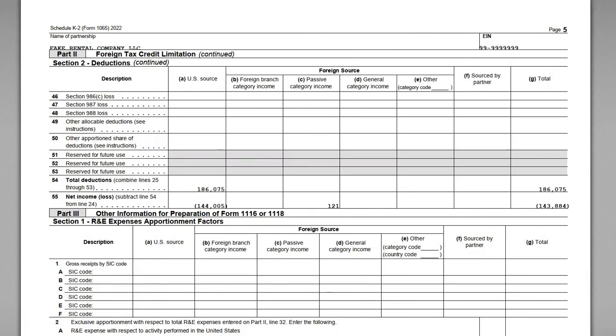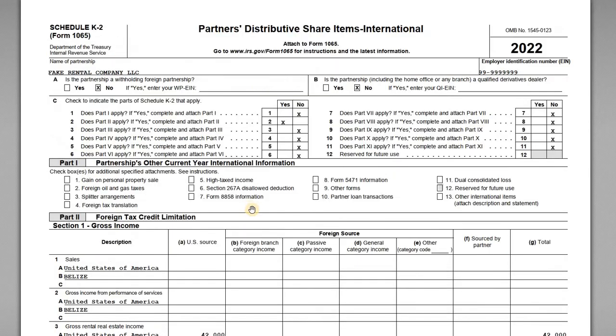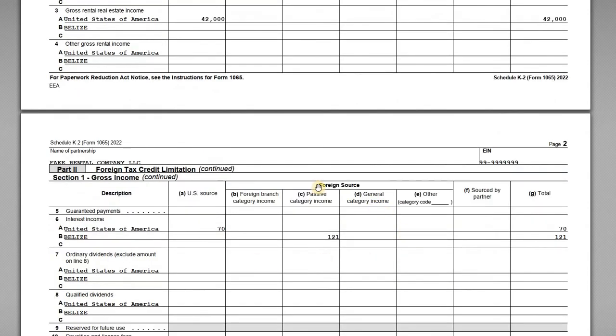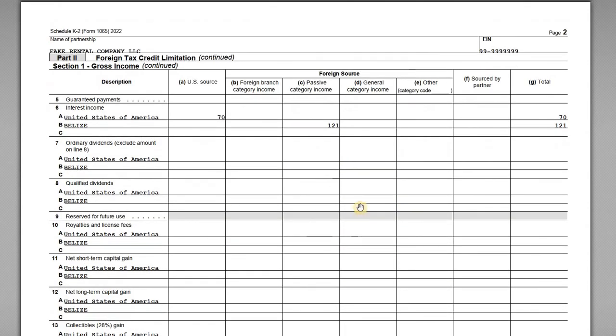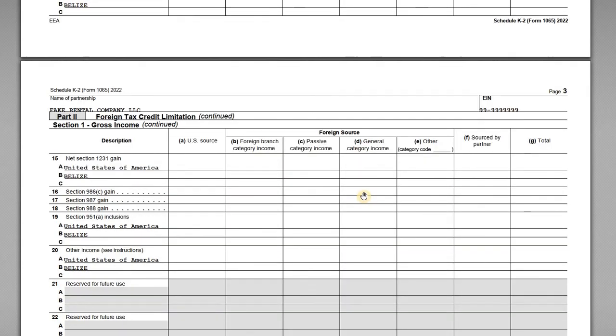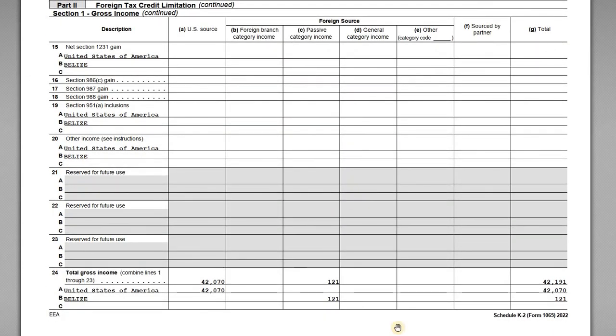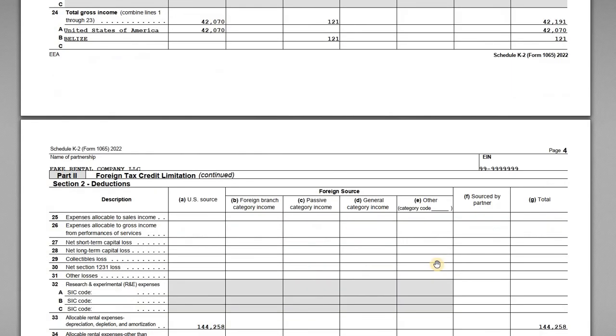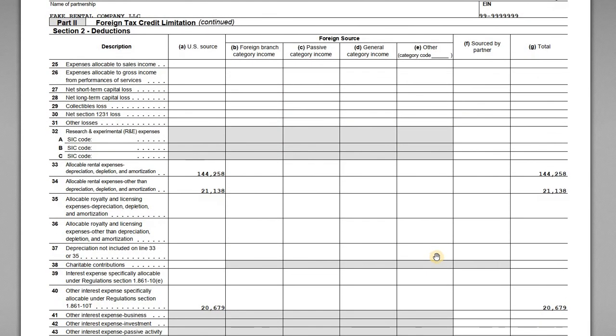All right, so if I go back to the K2 here really quickly, I want to finish running through this. So the gross rental income there, I've separately stated the interest and then got to complete the rest of it for Part 2. So we have the totals down here, right? That's good for the partnership. And then the deductions are in Section 2. So Part 2, Section 2. We have the depreciation, depletion, and amortization. The totals reported there. Again, U.S. source.